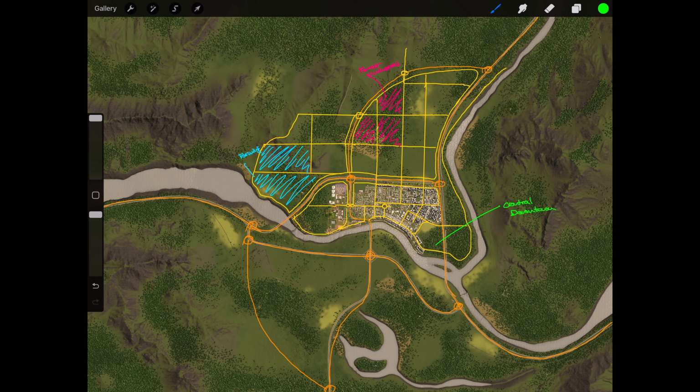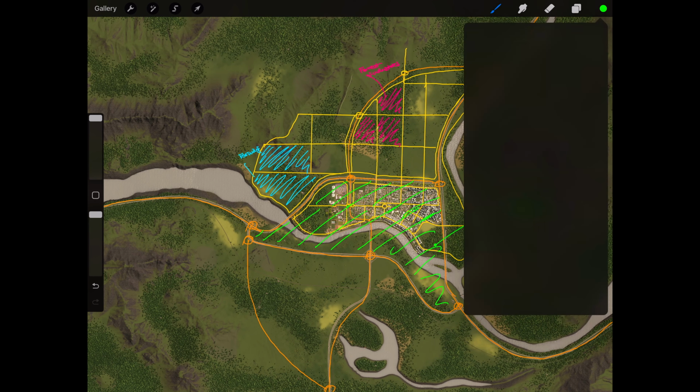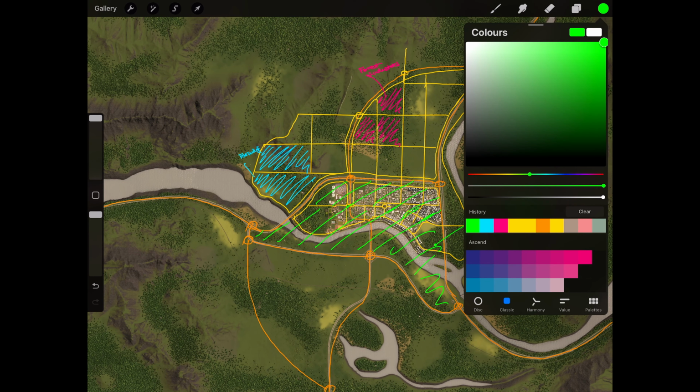Over there, I will have one central, this marks basically the central downtown area of my city, just to remind myself of what I'm planning to do.